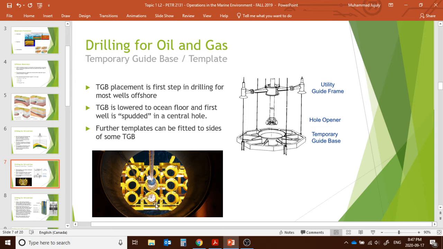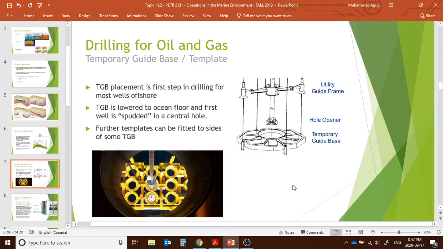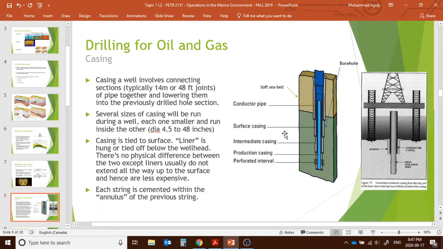Okay, so this is a kind of frame. We put in the frame and we make everything stable. Just like here, if we want to drill, we put a frame in here, point it out and then we start our drilling. It is lowered to the ocean floor and we spot it at the central hole. Remember that. Casing: after we put the temporary base, then we put a casing.